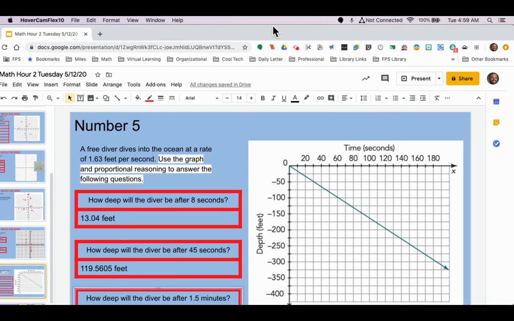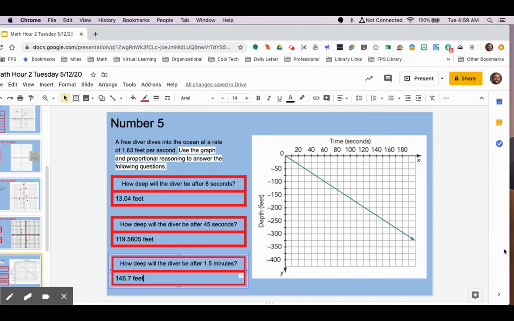And when I do, I just want to take a moment here to kind of check it out. So this is 20 seconds, 10 seconds, 8 seconds would be here. This is 50. This is 50 feet deep. It's 25 feet deep. And so at 8 seconds, it is less than 25. It's about halfway to 25, which is about 13 feet. So I'm good with that.